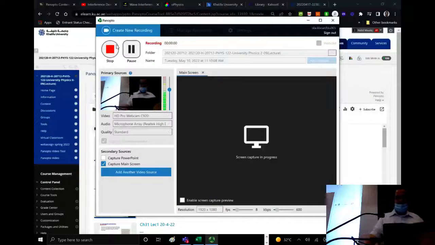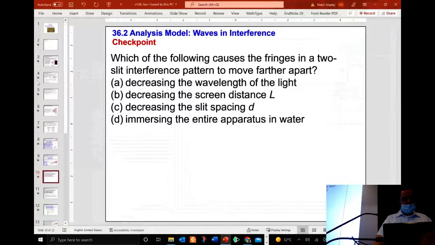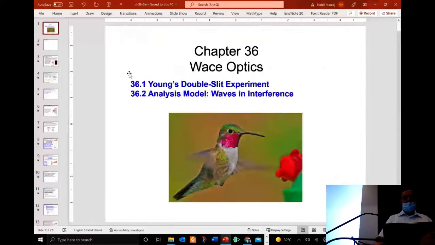Two sections of the chapter, so it's not too much. This is going to be about wave optics, and we are going to cover only two sections: Young's double slit experiment and the analysis model for wave interference.